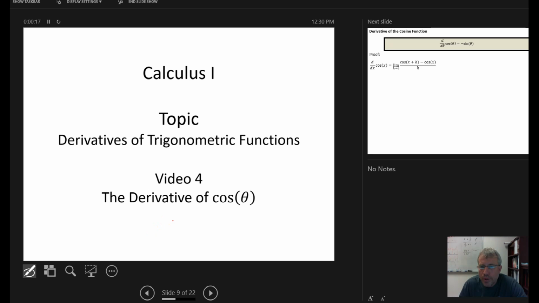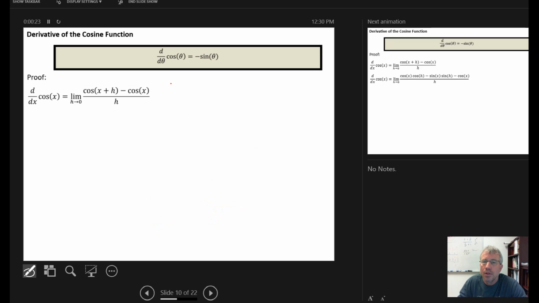So in this video, we're going to use the definition of a derivative to show where the derivative of the cosine function comes from. The claim is that the derivative d/dθ of the cosine of θ is equal to the opposite of the sine of θ.